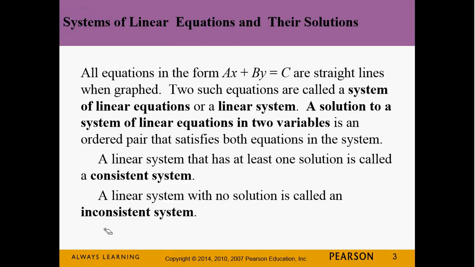All right. So a linear system that has at least one solution is called a consistent system, whereas one that has no solution is called inconsistent. Those have certain connotations, right? Consistent generally means good. Inconsistent generally means bad. So it's kind of easy to remember which one's which.